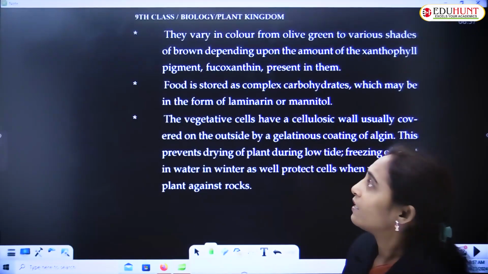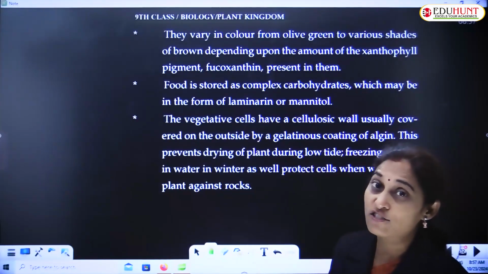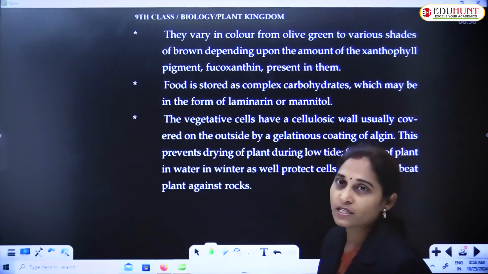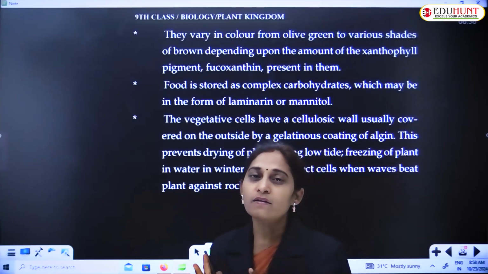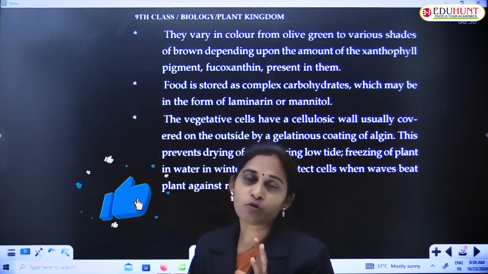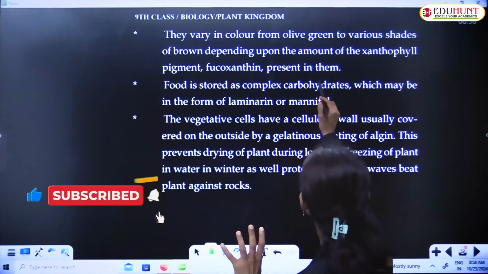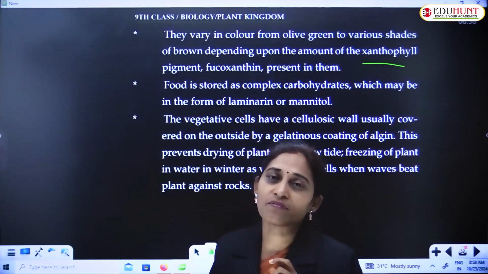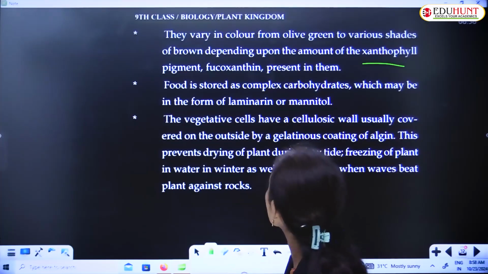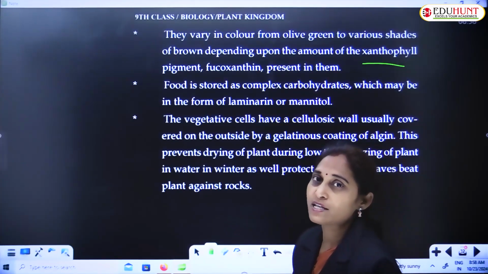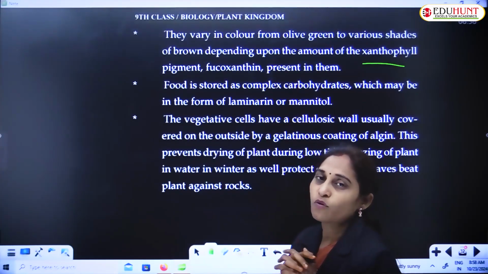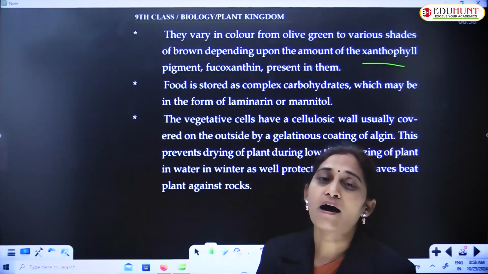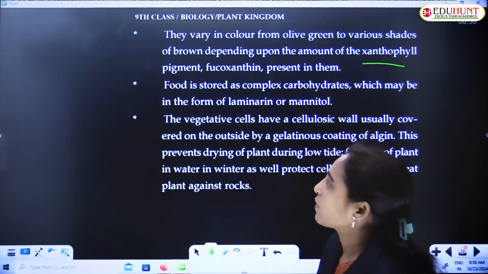They vary in color from olive green to various shades of brown depending upon the amount of xanthophyll and fucoxanthin present in them. అంటే అమౌంట్ ఎక్కువ ఉండే కొద్దీ రిచ్ బ్రౌన్ కలర్లో కనిపిస్తాయి. ఆ పిగ్మెంట్స్ తగ్గుతున్న కొద్దీ క్లోరోఫిల్ ఏ డామినేట్ చేయడం వల్ల దే లుక్ లైట్ గ్రీన్ ఇన్ కలర్. గ్రీను బ్రౌను కలిపి ఆలివ్ గ్రీన్ కలర్లో కనిపిస్తాయి. కాన్సన్ట్రేషన్ ఎక్కువైతే ఇంకా రిచ్ బ్రౌన్ కలర్లో కనిపిస్తాయి.